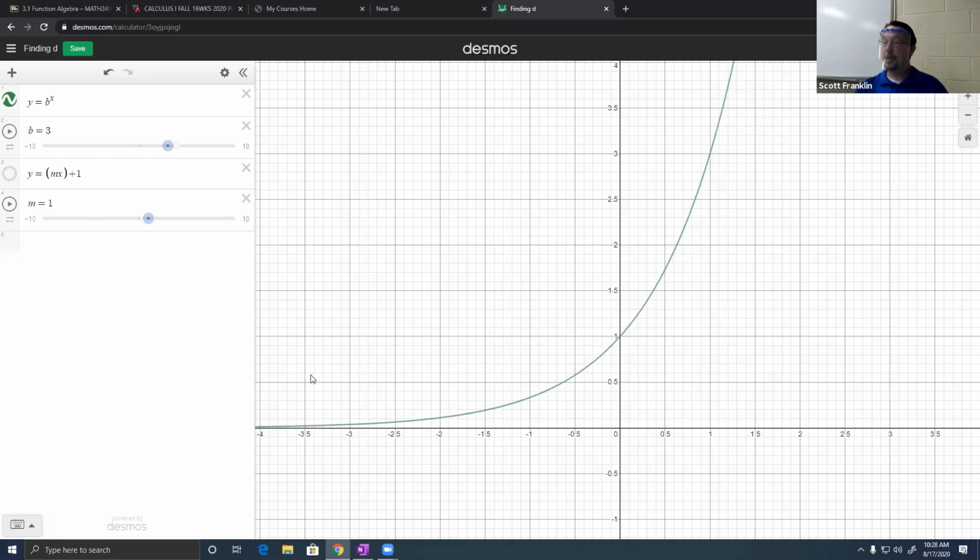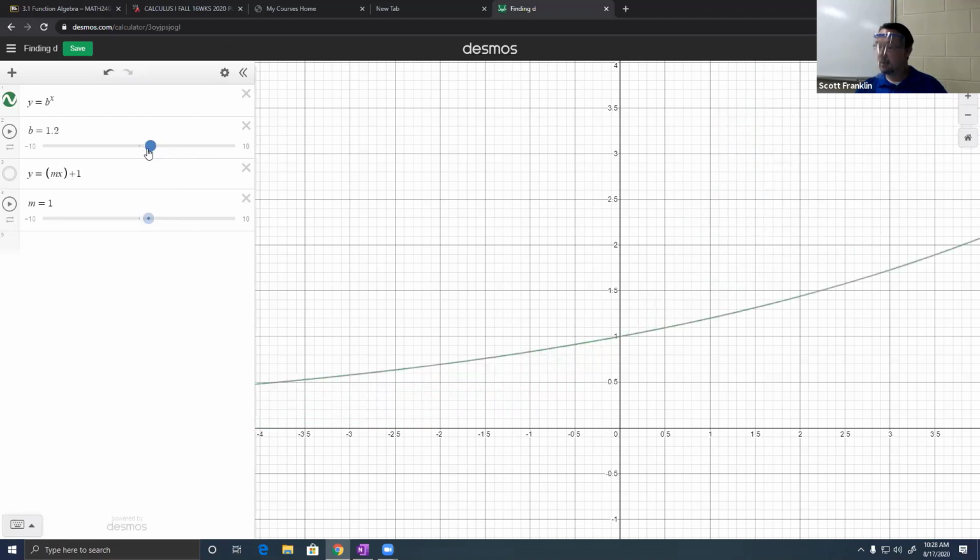then I get to 3, and there's y equals 3 to the x. And if things go down smaller, then, you know, it gets more and more horizontal.